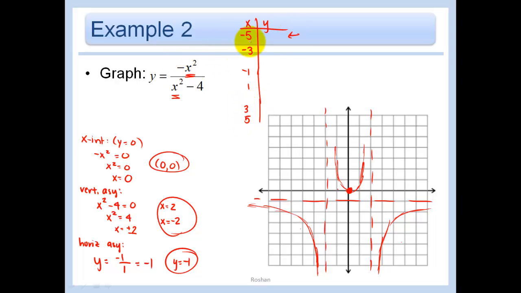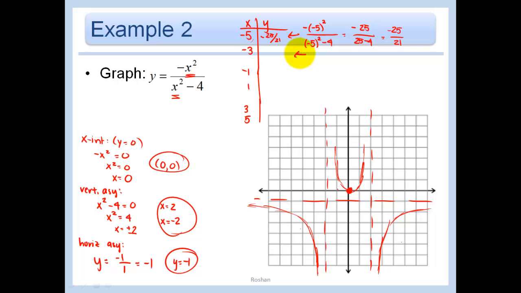So when I put in a negative 5, I do the opposite of negative 5 squared. Remember your order of operations. This is the opposite of negative 5 squared, and then on the bottom, we have the whole negative 5 squared minus 4. So we have the opposite of 25 over 25 minus 4, which is negative 25 over 21. So that's going to be a little bit more than negative 1.